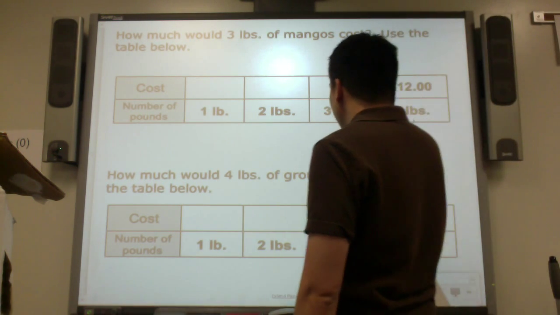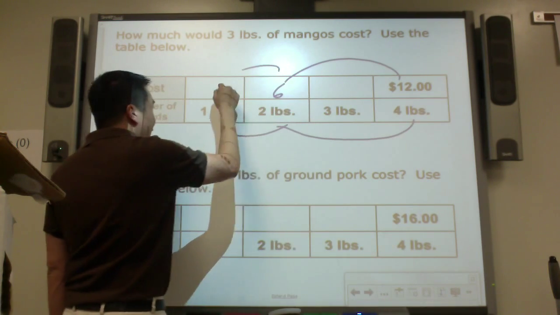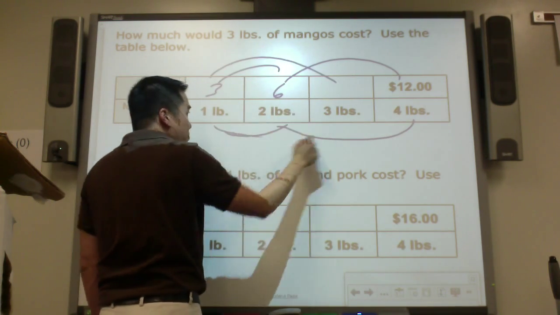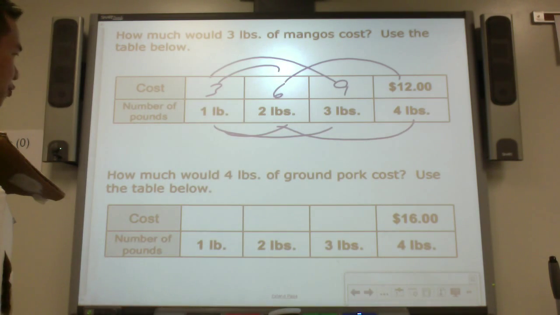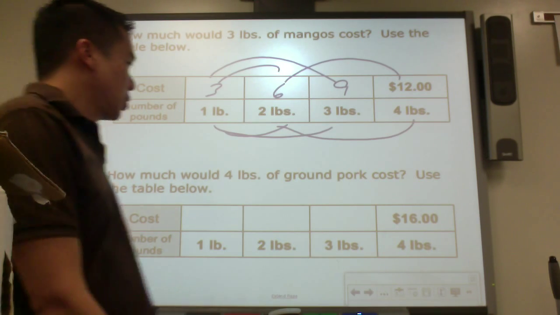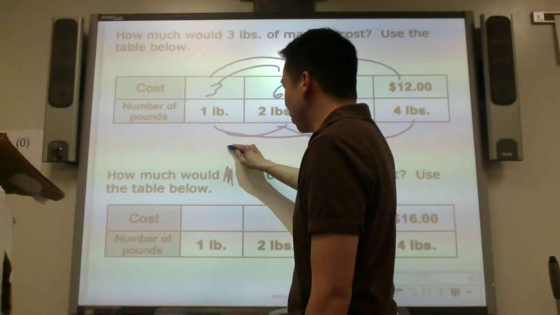How much would 3 pounds of mango cost? Let's see, 4 pounds. By half the amount, 2 pounds, that'd be $6. By half of that, it'll cost me $3. If I triple what I bought, that would be $9. How much would 4 pounds of ground beef cost? Use the table below. Oh, it's right here. 4 pounds costs $16. I think I probably have to change this to 3 pounds.